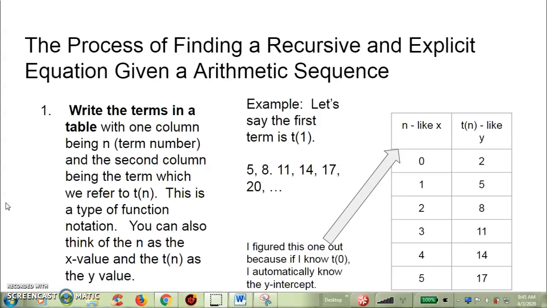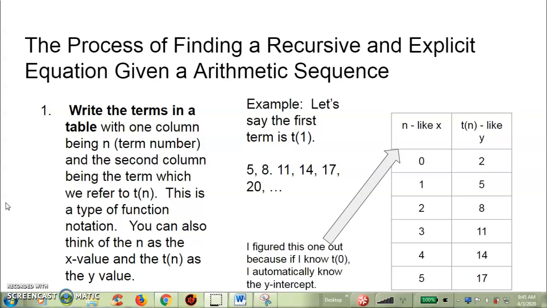Hi all. If you need to see some more specific examples of writing a recursive equation in an arithmetic sequence, this is the video for you. I just want to remind everybody that this is the same as the slope-intercept form. You have actually already done this, but I think this is a good time for review.